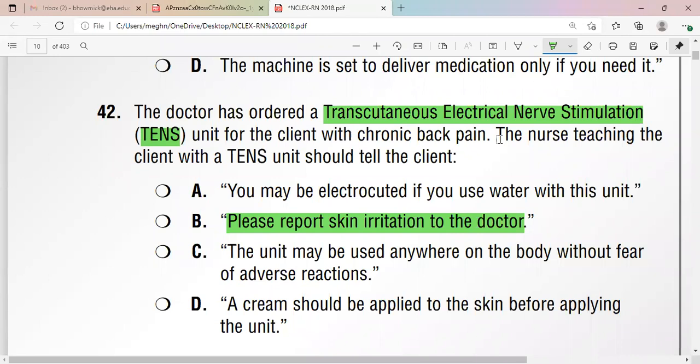Electrocution is not a risk because it uses a battery pack. Thus, answer A is incorrect. Answer C is incorrect because the unit should not be used on sensitive areas of the body. And answer D is incorrect because no cream is to be used with this device. What next?